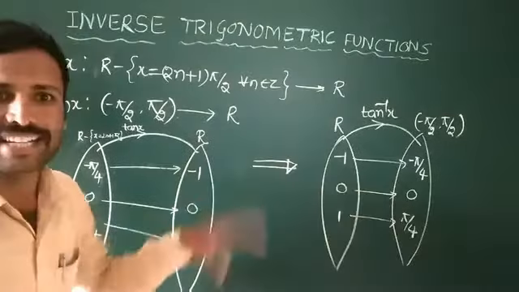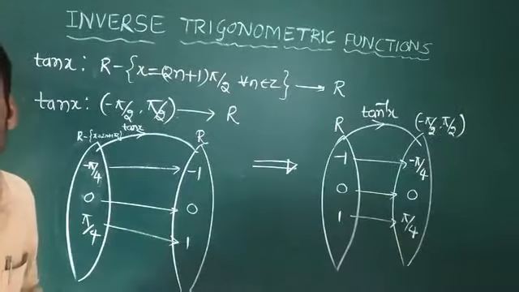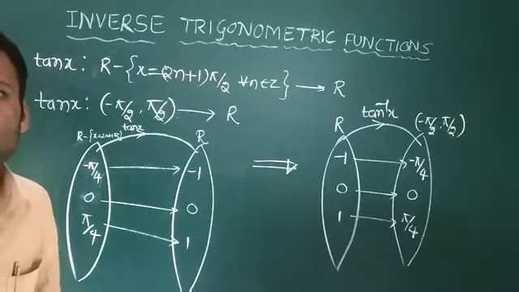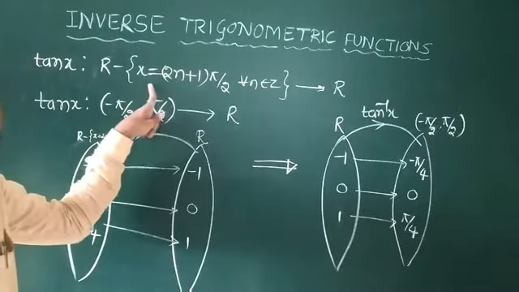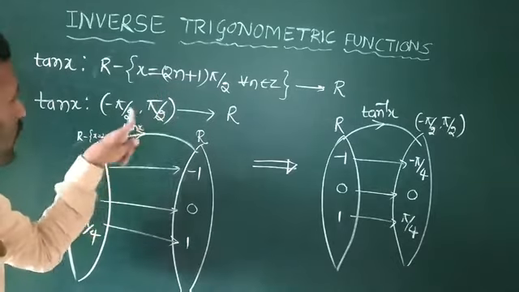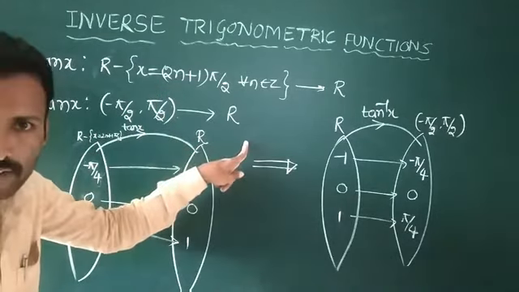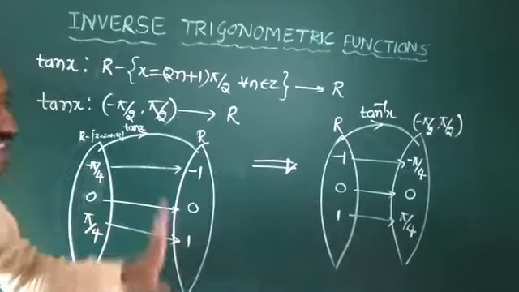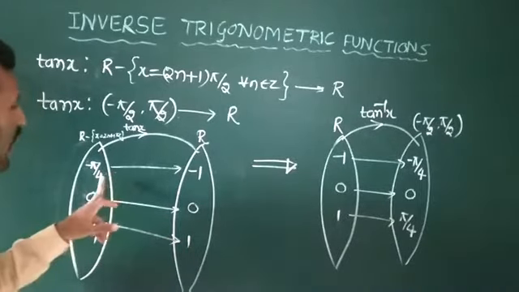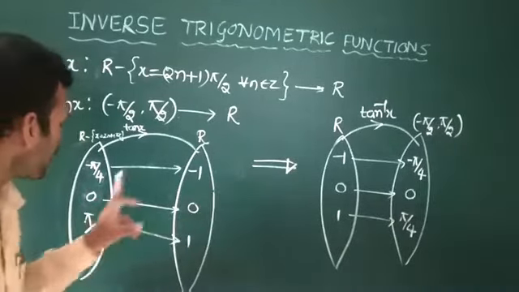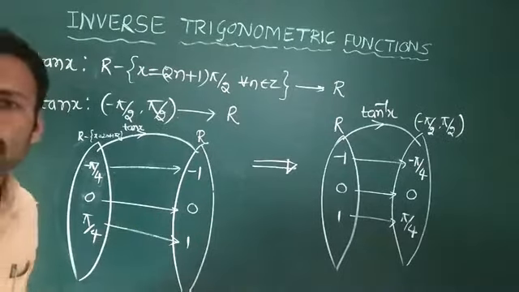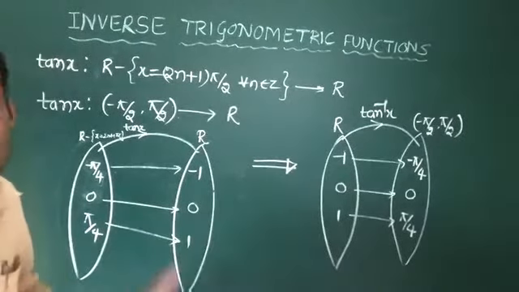I have rewritten the tan function in the form of restriction of domain. That is, the domain of the tan function is restricted to minus pi by 2 to plus pi by 2, real numbers. Next, here it is again in diagrammatical representation: tan of minus pi by 4 is minus 1, tan of 0 is 0, tan of pi by 4 is 1. This is a bijective function, hence the inverse exists.